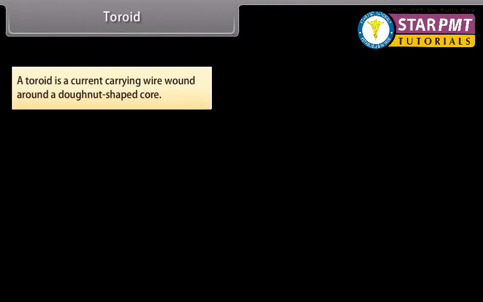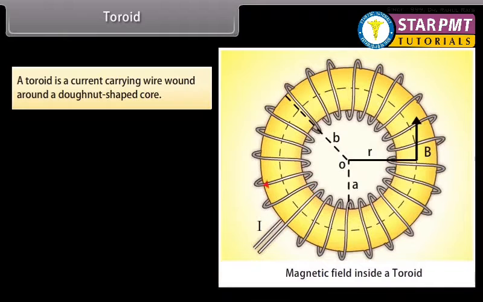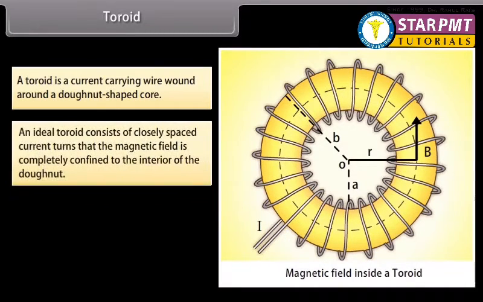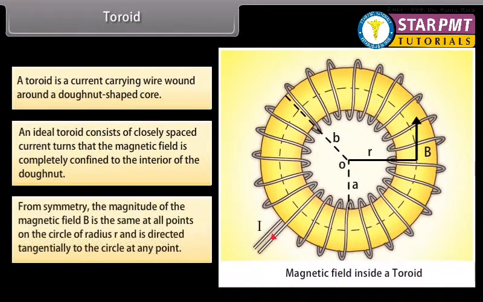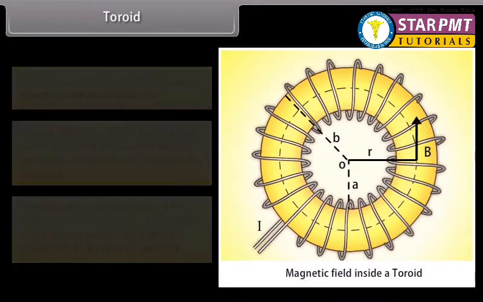Toroid. A toroid is a current-carrying wire wound around a donut-shaped core. An ideal toroid consists of closely spaced current turns such that the magnetic field is completely confined to the interior of the donut. From symmetry, the magnitude of the magnetic field B is the same at all points on the circle of radius r and is directed tangentially to the circle at any point.